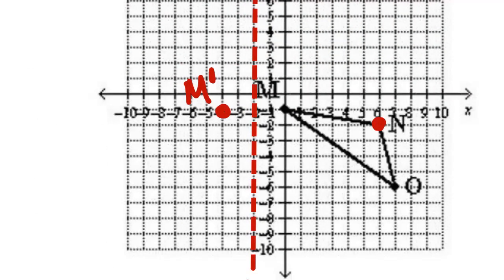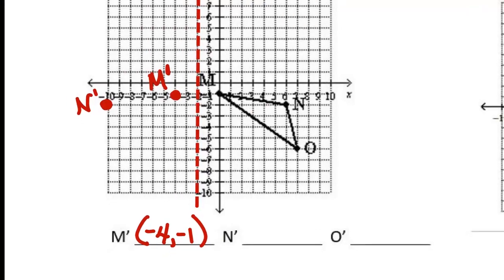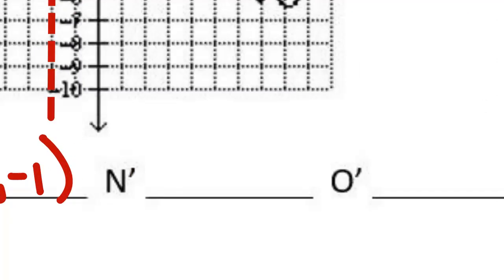N is all the way over here. I need to know how far away that is from the line. We're not going to go up or down at all, but I am moving to the left. 1, 2, 3, 4, 5, 6, 7. I'm 8 units away. So I'm going to be 8 units away from that line on the other side. 1, 2, 3, 4, 5, 6, 7, 8. So right over here is where N prime will be. That's over at -10, -2.